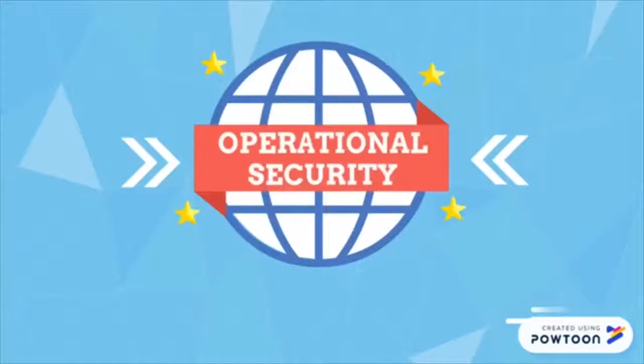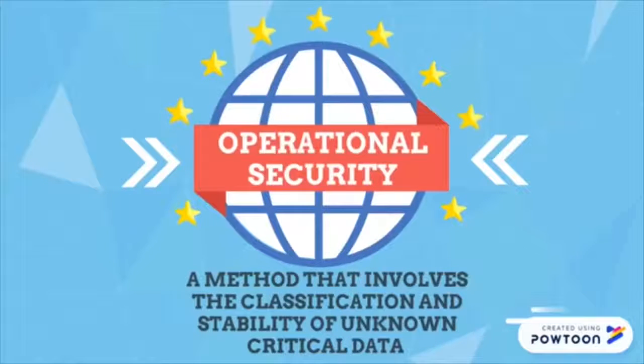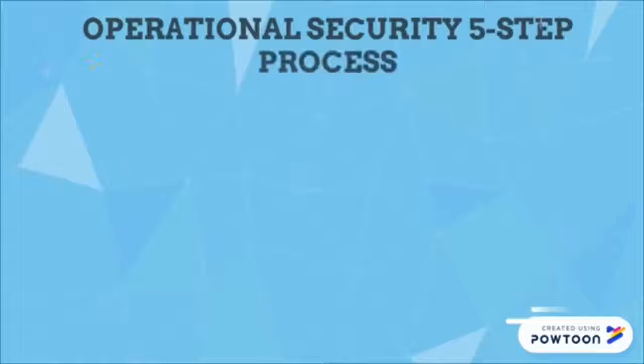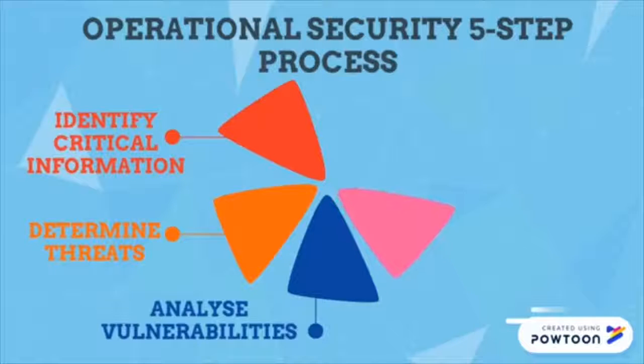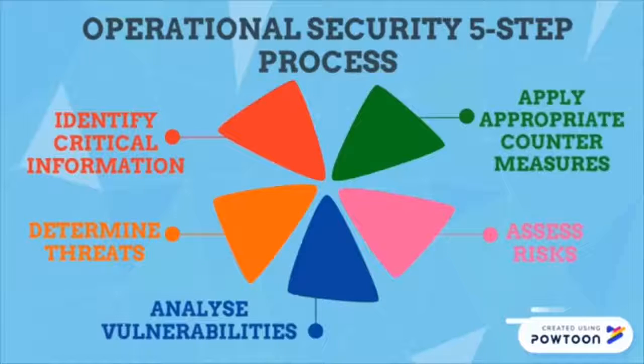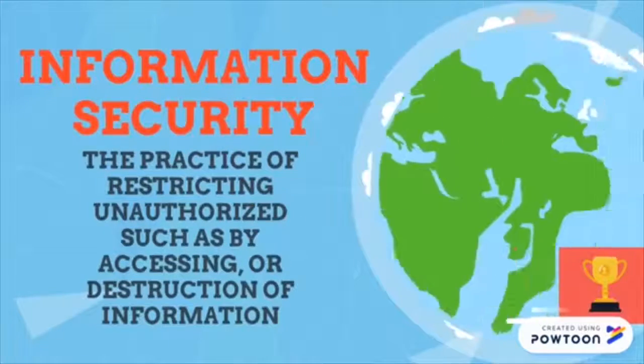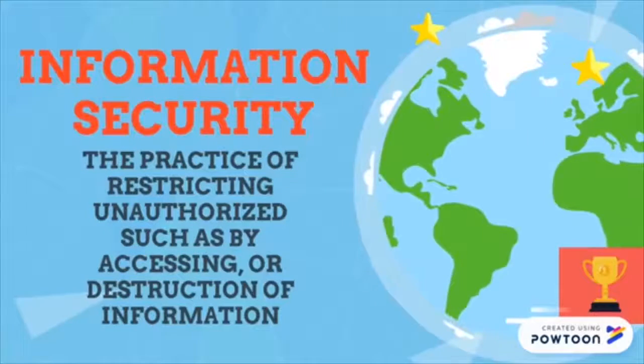Operational security is a method that involves the classification and stability of the unknown critical data that can be used to gain factual information when pieced together. These are 5 steps of operational security: identify critical information, determine threats, analyze vulnerability, assess risk, and apply appropriate countermeasures. Information security is the practice of restricting unauthorized access or disruptions of information.